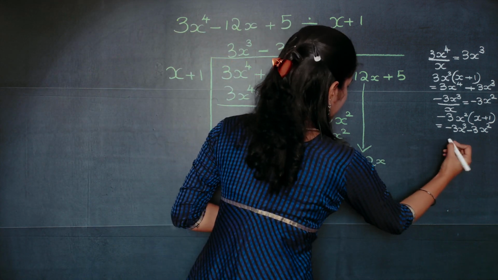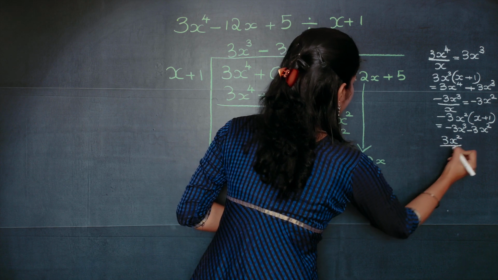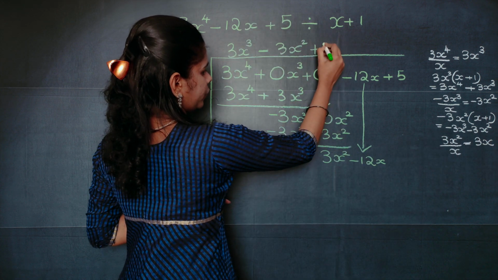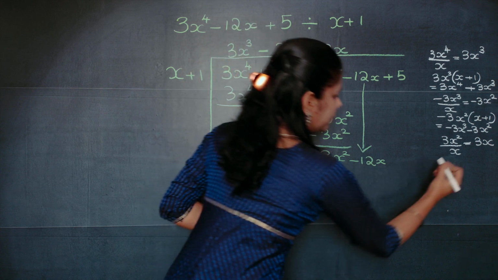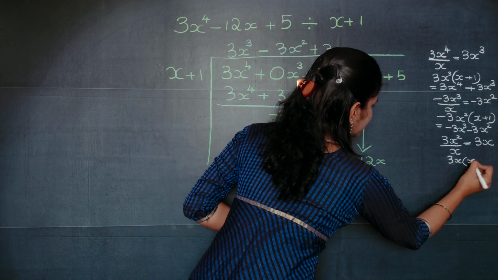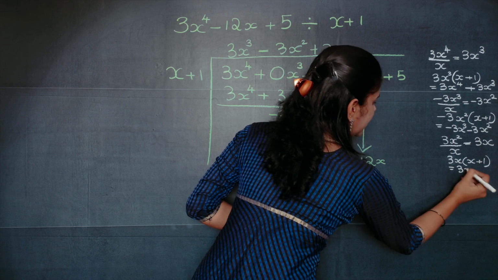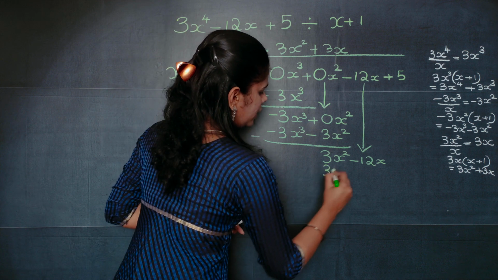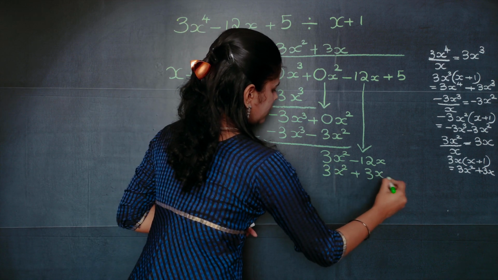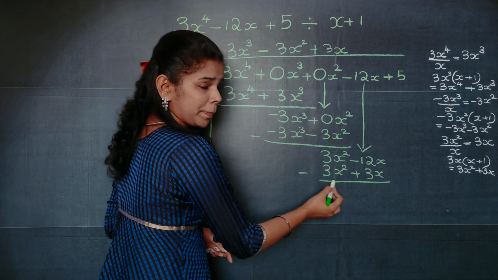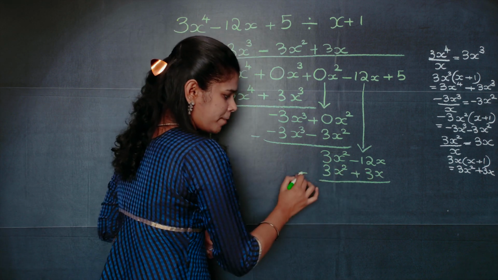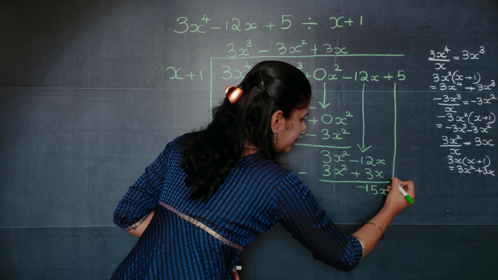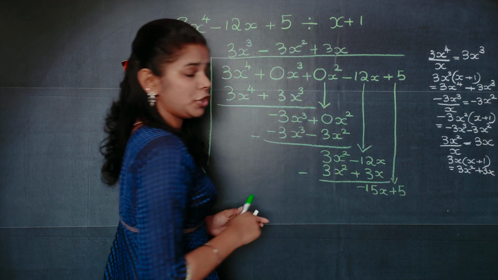So you will take the first term here, that is 3x square, divided by the first term of the divisor. You will get plus 3x. So now you will multiply. So it becomes 3x into x plus 1, that is equal to 3x square plus 3x. So that you will write here. So 3x square plus 3x. Now you will subtract it. When you subtract here, you will get 0. Negative 12 minus 3 will give you negative 15x, and you will bring down the next term, that is plus 5. This is your new dividend.